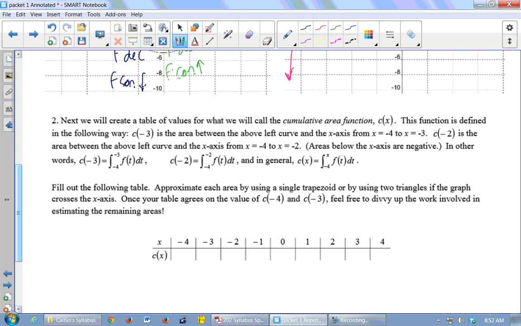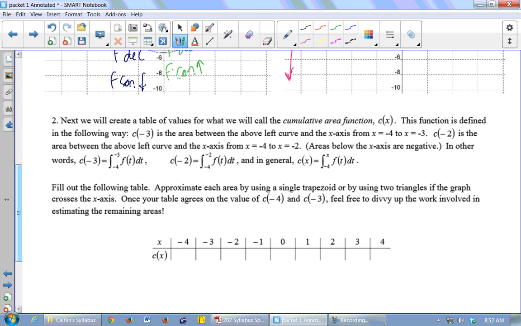C of -3, for example, measures the area between the curve here, the one that looks like a quadratic, and the x-axis from -4 to -3. C of -2 measures the area from -4 to -2. And we're going to assume areas below the x-axis are negative. So in other words, C of -3 is the integral from -4 to -3 of the function on the above left. And C of -2 is the integral from -4 to -2.